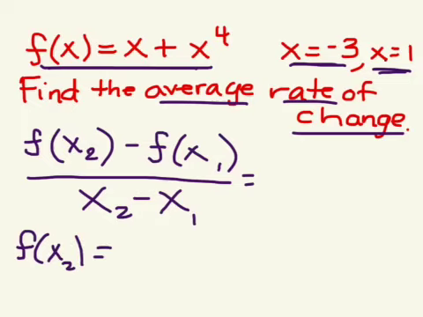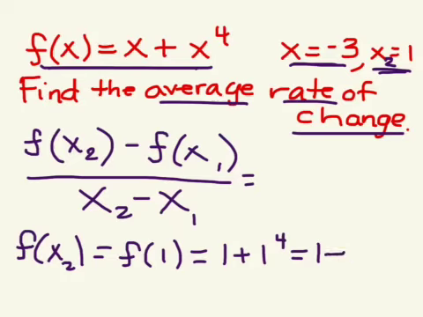So for us, x sub 2 is going to represent 1. So we take 1 and we're plugging this into our function. So this will be 1 plus 1 to the 4th power. So 1 to the 4th power is just 1. So we have 1 plus 1, which is going to give us 2. So f of x sub 2 is going to be the value of 2.